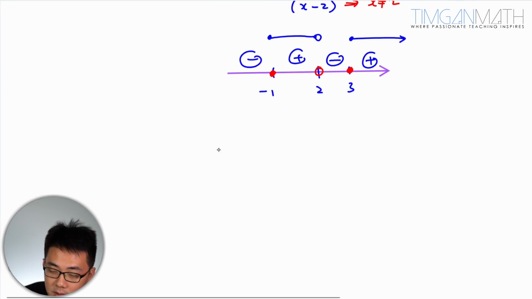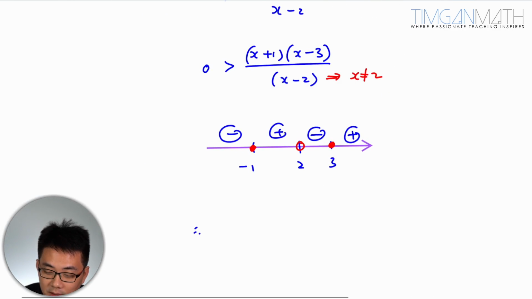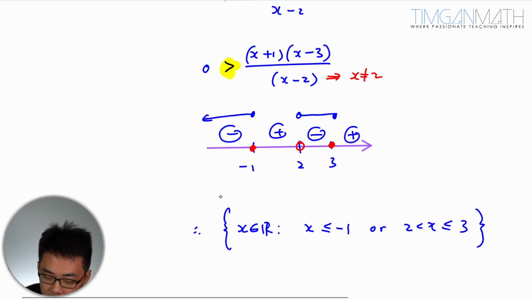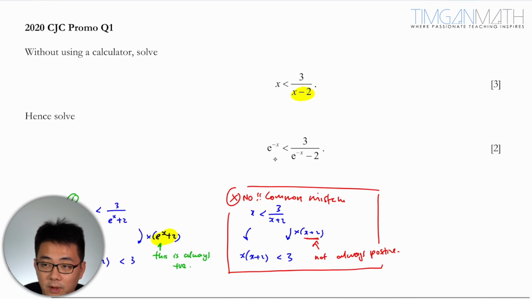So hence the first part, I want the negative part. So here to here. So I want it to be negative. Hence, in solution set form it will be x at most negative 1, or x between 2 and 3. Of course, you don't really need the solution set form in this case, but I just write it out. That's all.